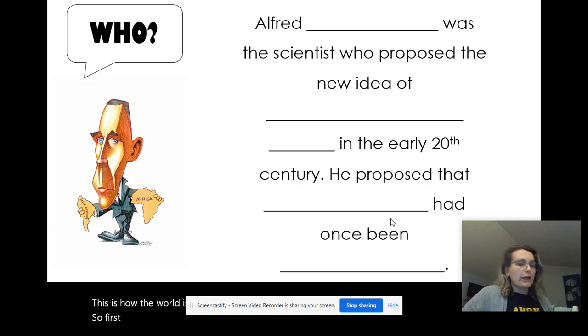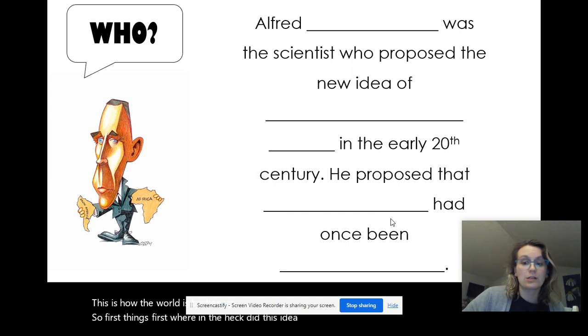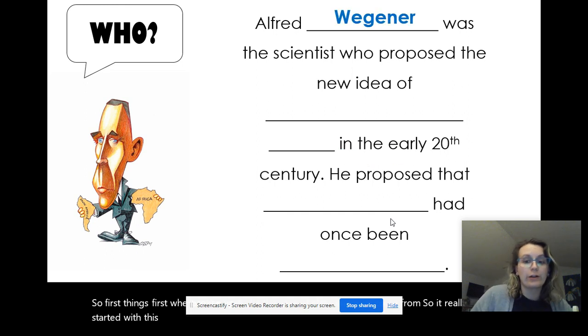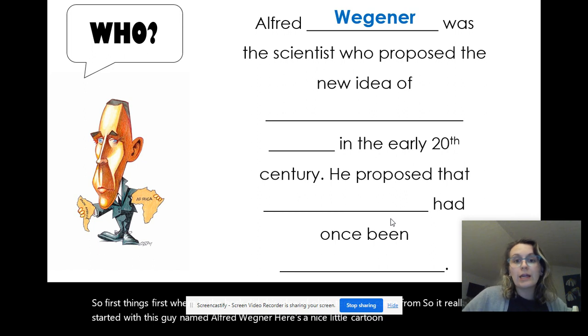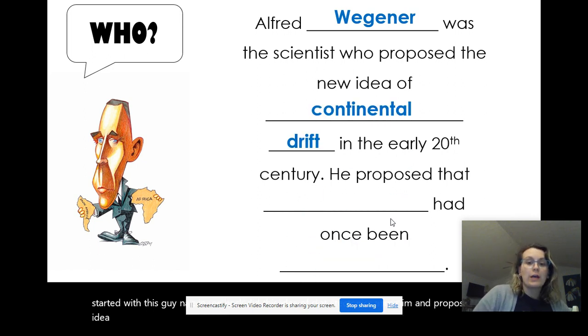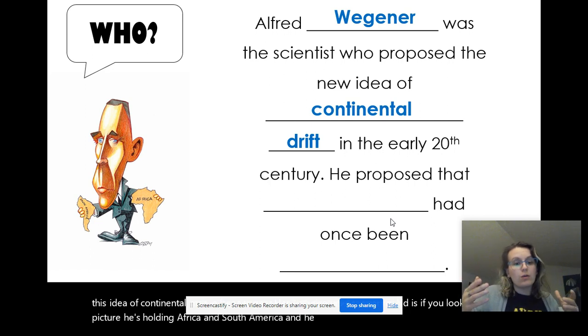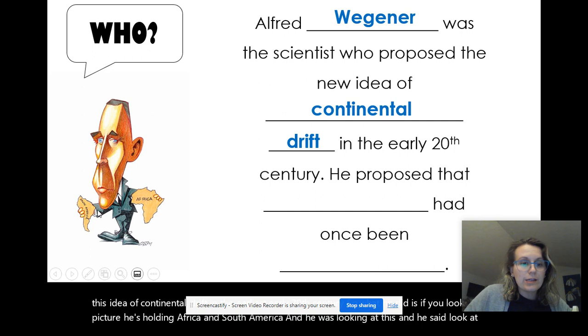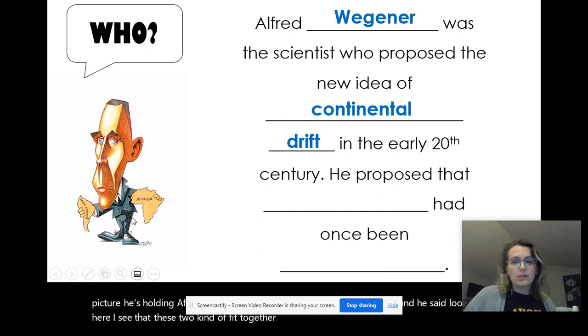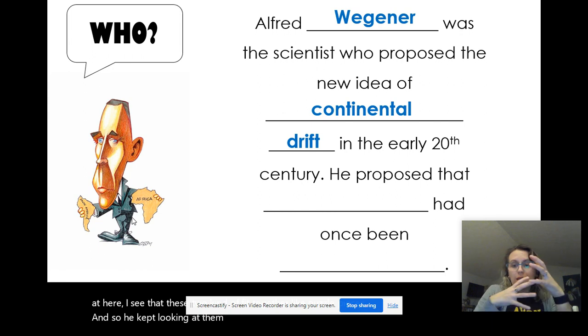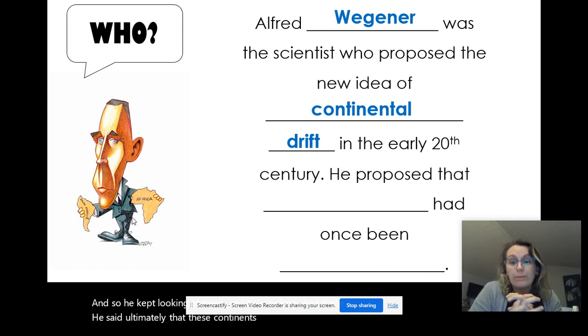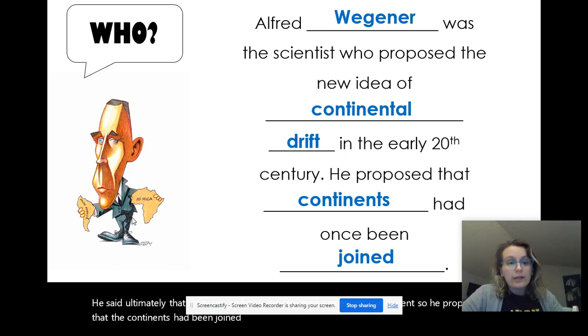Okay? So first things first, where in the heck did this idea of plate tectonics come from? It really started with this guy named Alfred Wegener. There's a nice little cartoon of him, and he proposed this idea of continental drift in the early 20th century. If you look at this picture, he's holding Africa and South America, and he was looking at this and he said, well, look here, I see that these two kind of fit together like puzzle pieces. And so he kept looking at them, and he said ultimately that these continents were all one big connected continent. So he proposed that the continents had been joined or connected.